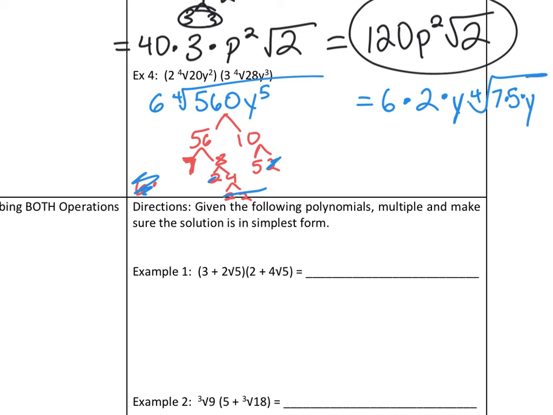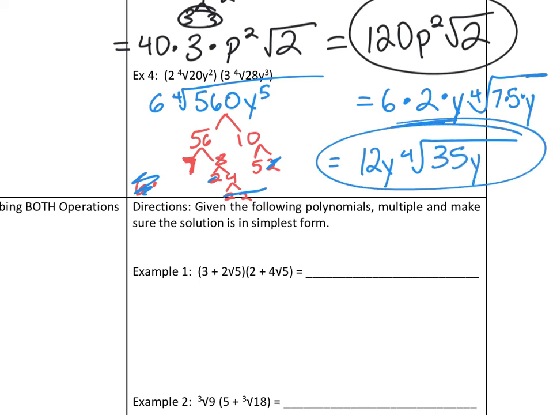Okay, simplify just the outside. Again, don't multiply outside to inside. It doesn't work like that. 6 times 2 times y, 12y. 4th root of 35y. Cool beans. Questions on that?